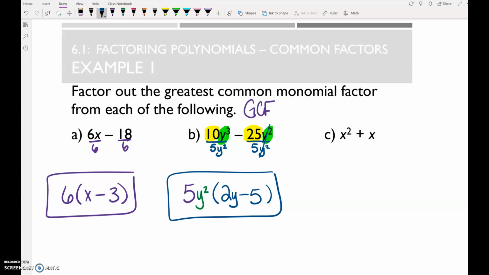Try C on your own. X squared and x have x in common. X squared divided by x is x. What is x divided by x? 1. It is very important that you have a 1 there. When you divide something by itself, you are left with a 1.